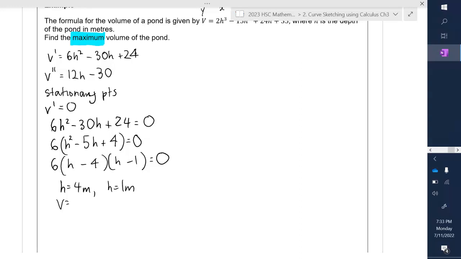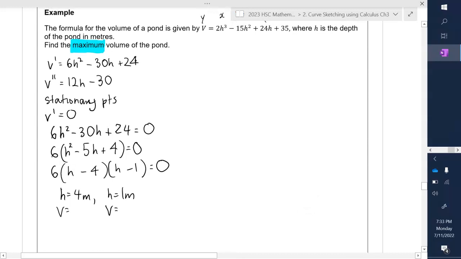When h is 1 meter, what's the volume going to be? And our volume is going to be in meters cubed. Okay, so our volume now will be cubic meters. So that's what volume is. So let's work out our volume.